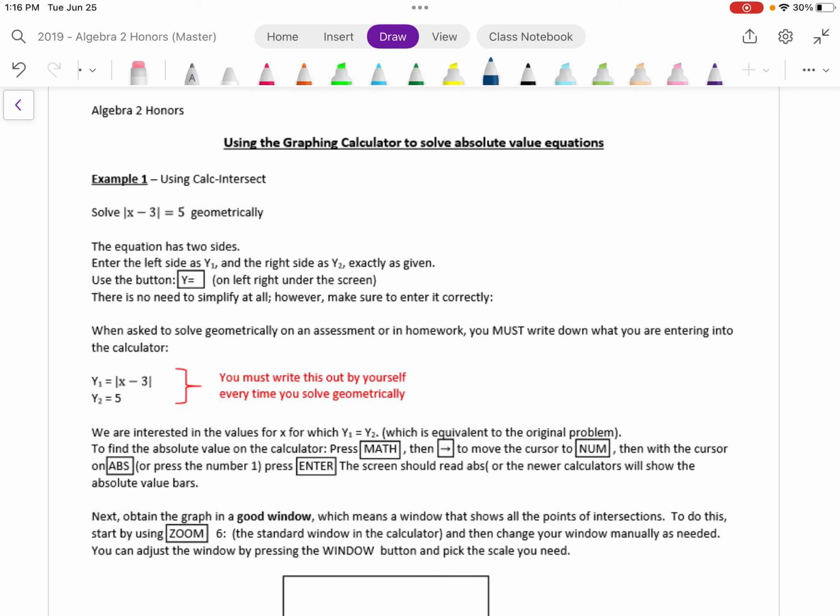Okay, so one of the skills we need to learn this year is how to use your graphing calculator to help you solve equations and inequalities and things like that. So you need to get familiar with the buttons on the graphing calculator. And the best way we can do that is just to show you.